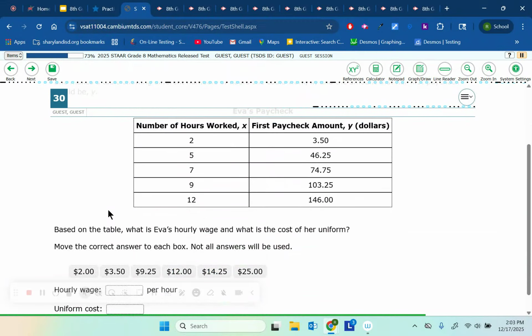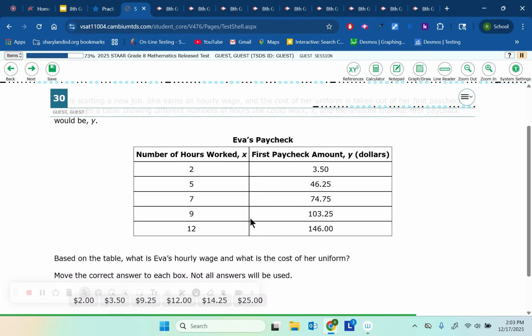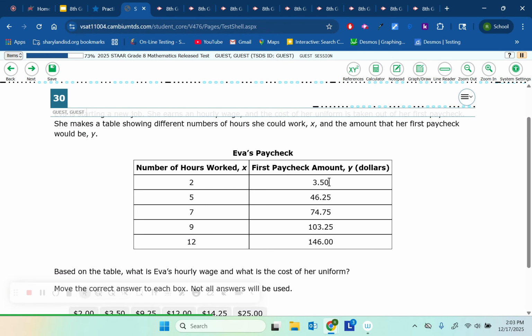Right, so I got a table. Based on the table, what is Eva's hourly wage? I'm looking for her hourly wage. She works 2 hours, and that's how much she makes on her first paycheck. She works 5 hours, and she made that much.